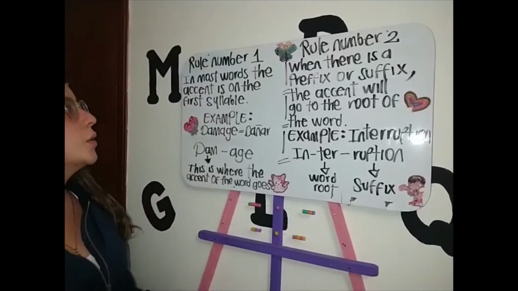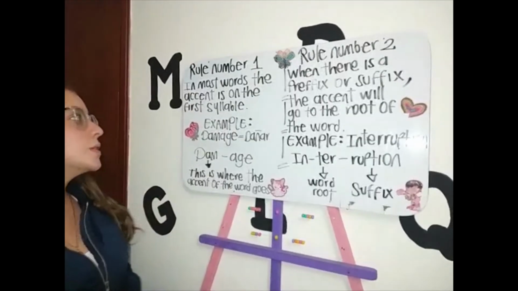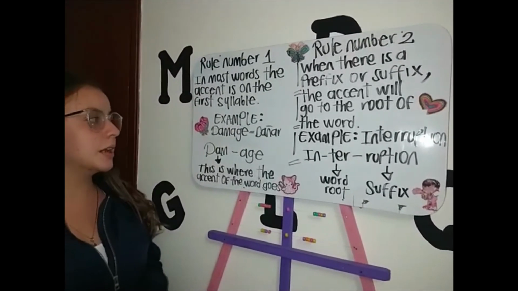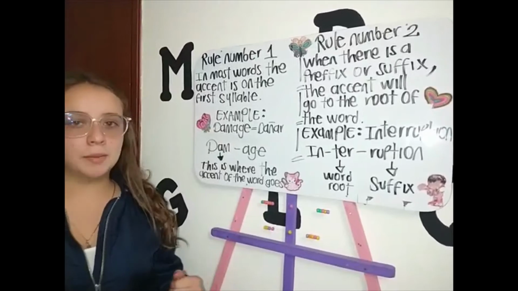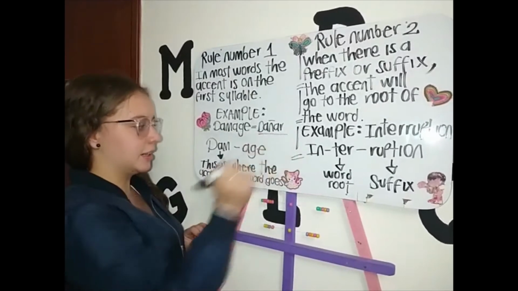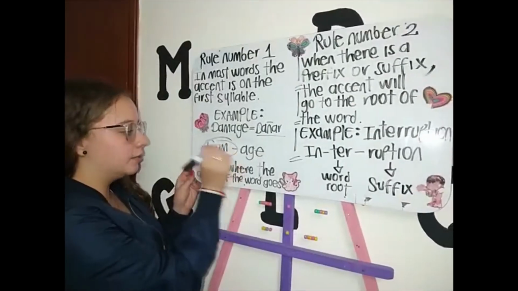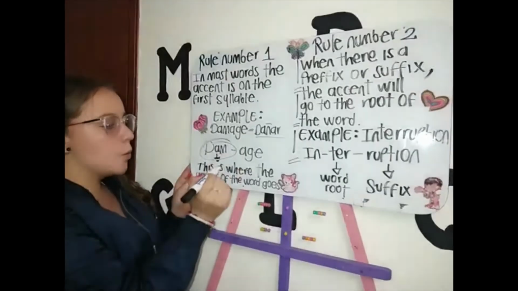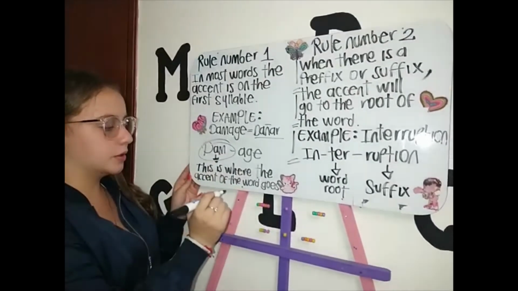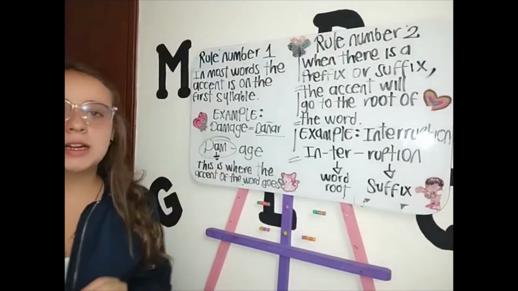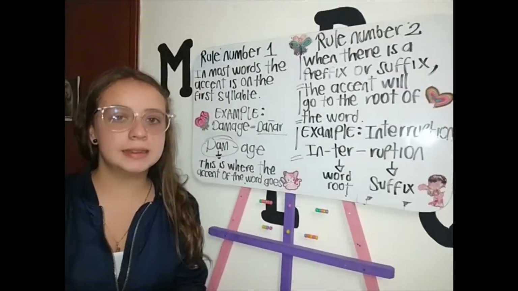Okay, this is rule number 1. In most words, the accent is on the first syllable. For example, damage. Let me put it in a language you can understand. ¿Qué significa dañar? Damage. In this case, dam is where the stress of the word goes. For example, damage, damage.